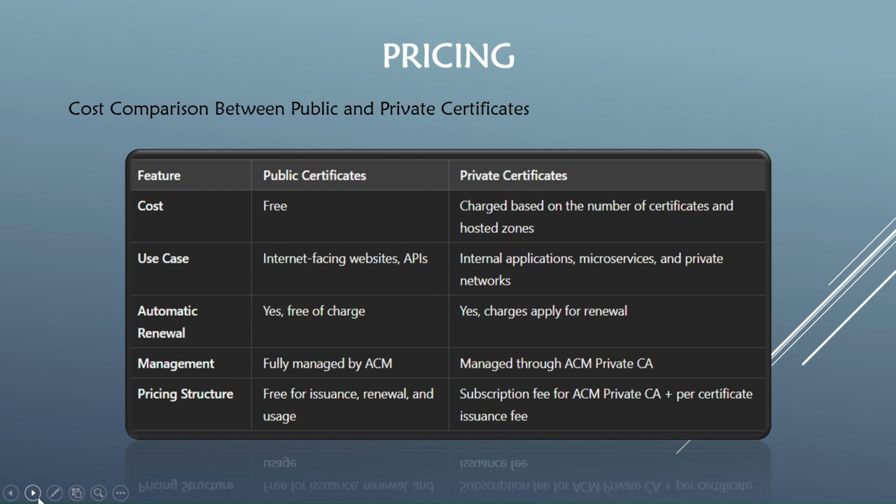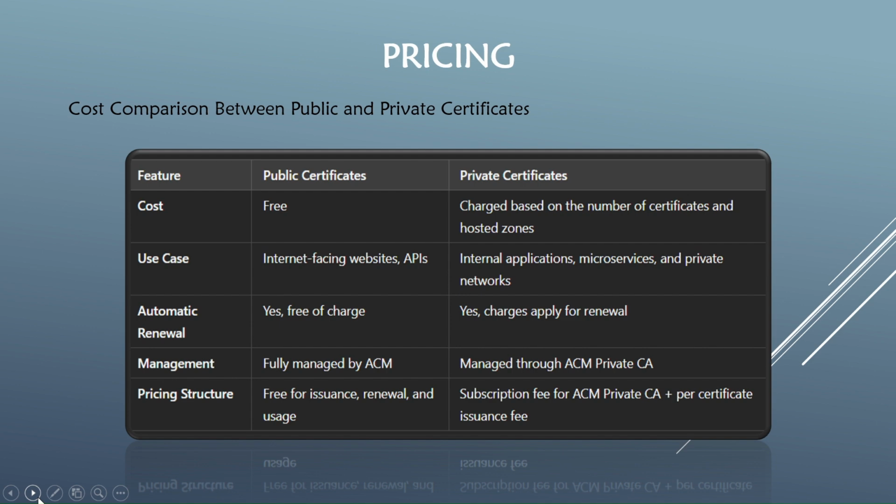A private certificate is managed through a private certificate authority. When it comes to the pricing structure, it's free for issuance, renewal and usage of public certificates. And for a private certificate, it's a subscription fee for ACM private CA plus a charge for certificate issuance also.